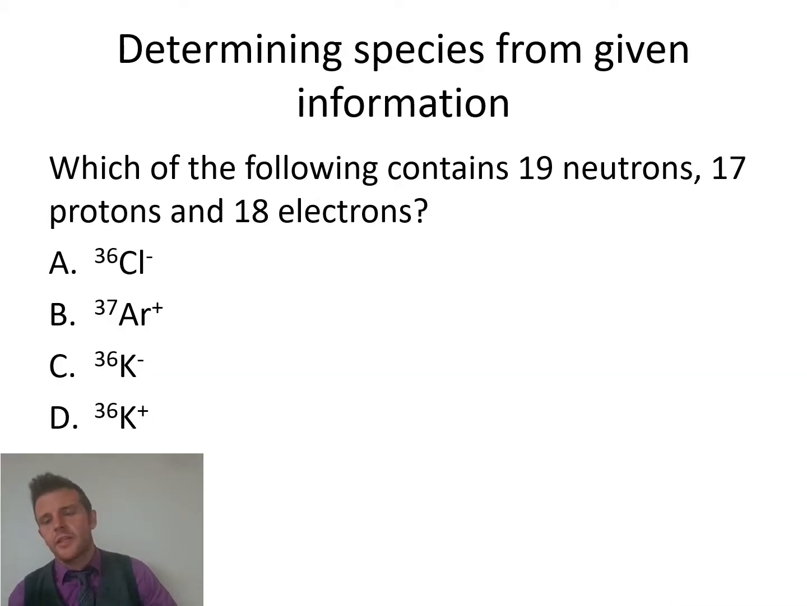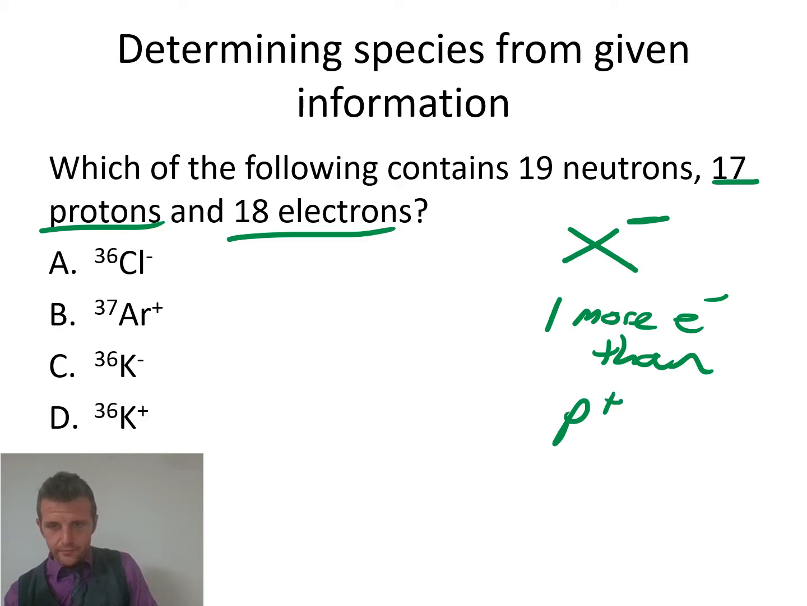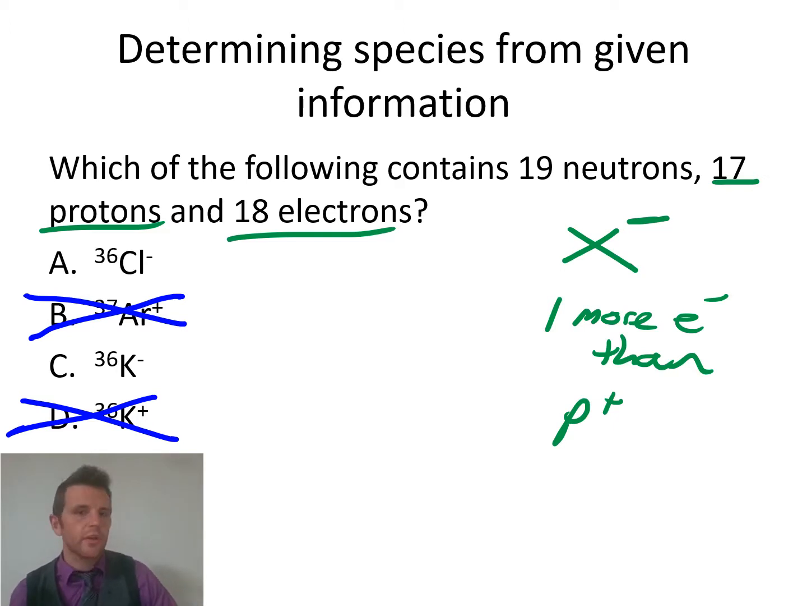Okay, which of the following contains 19 neutrons, 17 protons, 18 electrons? So if I'm doing this, I look at this immediately: 17 protons, 18 electrons. Whatever species it is, it's an anion because there's one more electron than protons. Therefore, since there's one more electron, it should be anionic, which lets me immediately get rid of these two options. Those are cations, for sure not right. So then I'm really down to chlorine 36 or potassium 36.